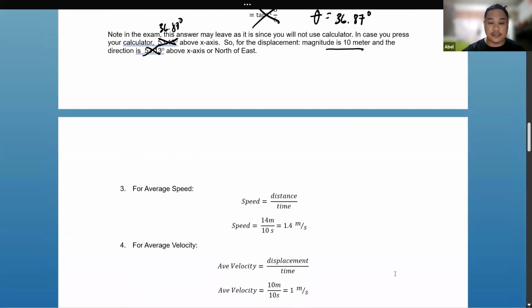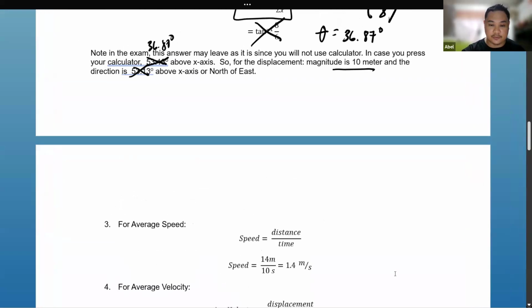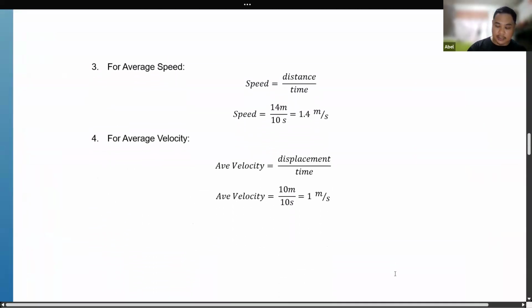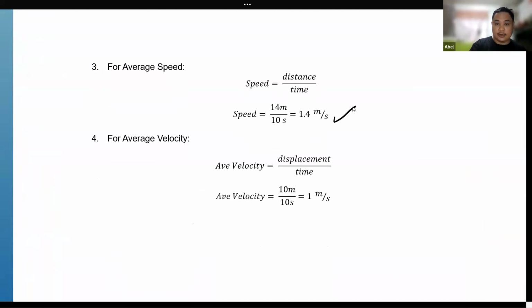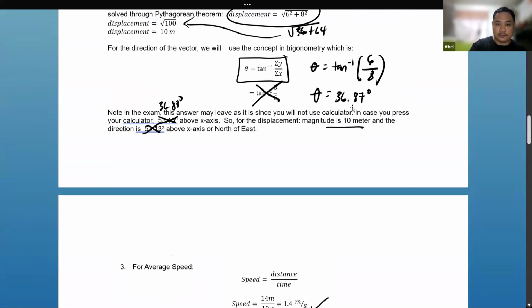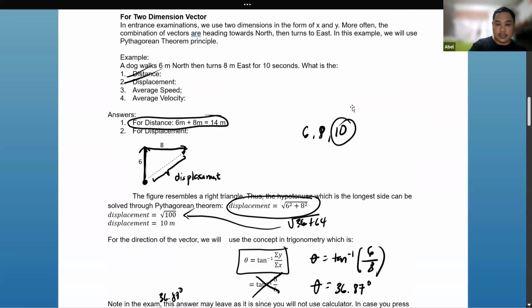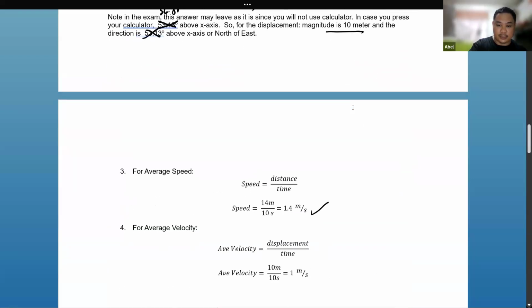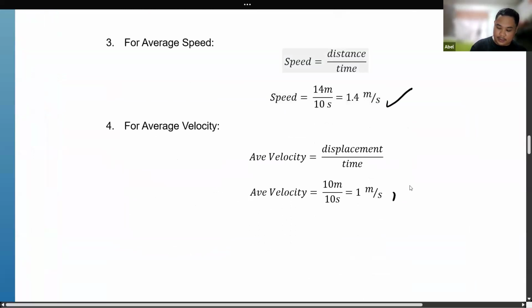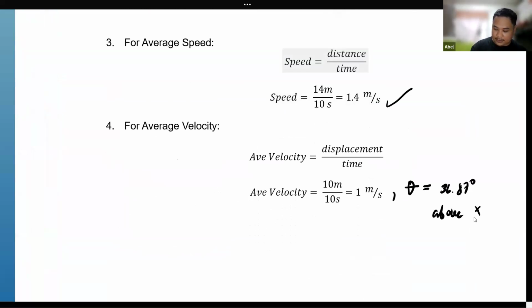Now, how about the average speed? The average speed is distance over time, that is 14 over 10, that is 1.4 meters per second, right? And then for the average velocity, the displacement is 10 meters over 10 seconds, that is 1 meter per second. And again, for 1 meter per second, the direction is 36.87 degrees above the x-axis, or 36.87 degrees north of east.